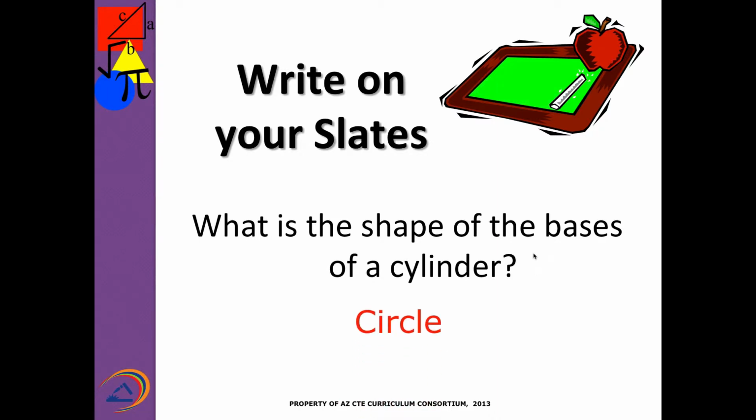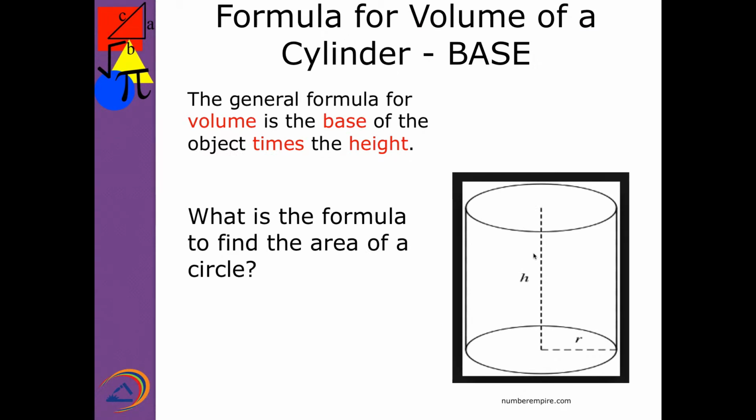Welcome back. To find the volume of a cylinder, you need to know that the bases are all circles. The top of a cylinder and the bottom is a circle. So here we go. The general formula is the base times the height. So do you remember what the formula for the area of a circle is? Work with your partner and see if you remember.